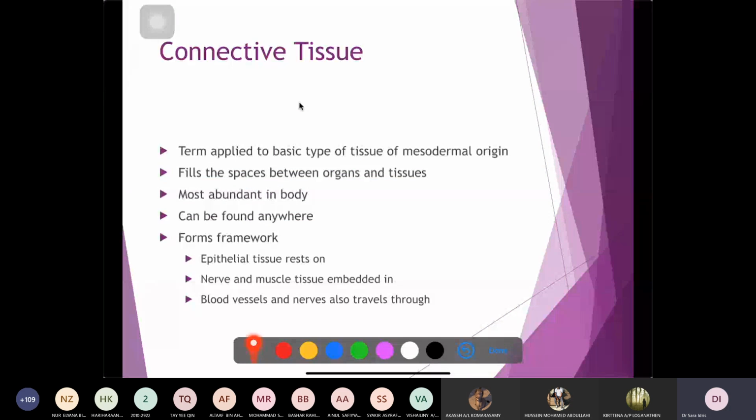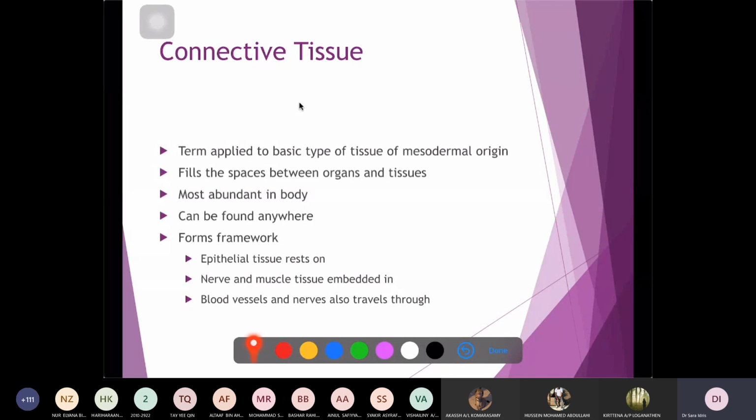Okay, so connective tissue is a term applied to a basic type of tissue of mesodermal origin. So later, when you go into embryology, you'll learn the terms: what is mesoderm, what is endoderm, what is ectoderm. So connective tissue is specific to the cells or tissue that originates from the mesoderm layer. Okay, and what it does is fill the spaces between organs and tissues. The organs and tissues in your body can't just be suspended in the air. So they need a layer or a place where they can embed themselves. So that's what connective tissue is generally like.